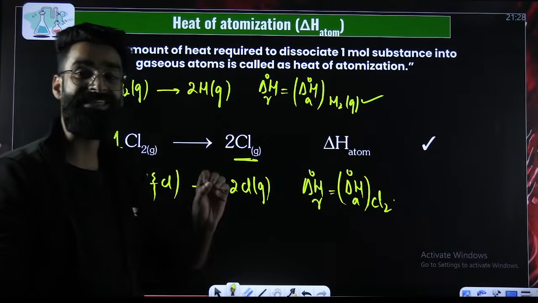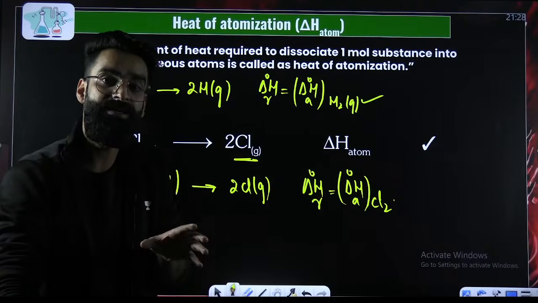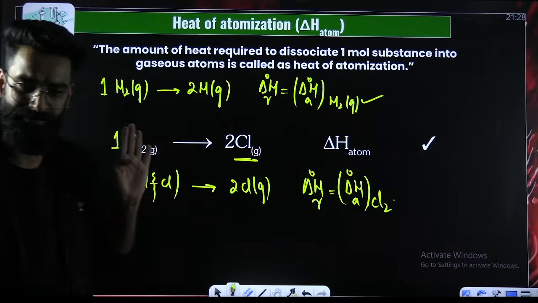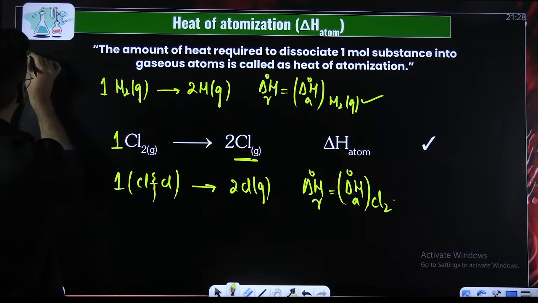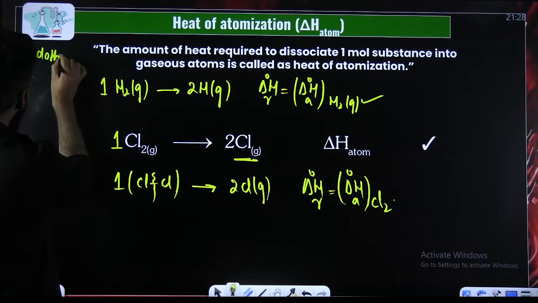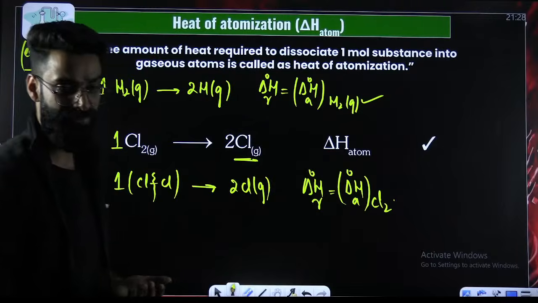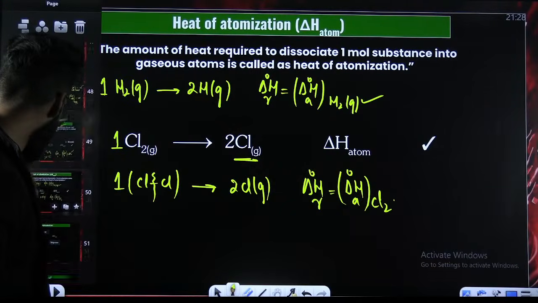So in short, what is enthalpy of atomization? It is the amount of heat which is needed to dissociate 1 mole of substance into its gaseous atoms. Since heat is needed, the process is endothermic. Again, one simple thing.